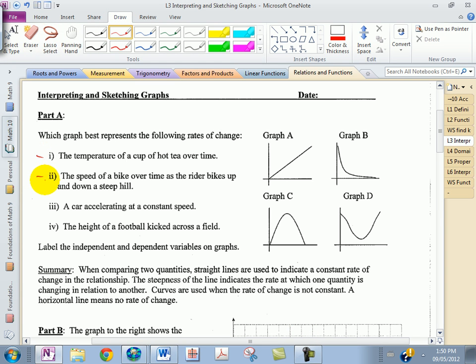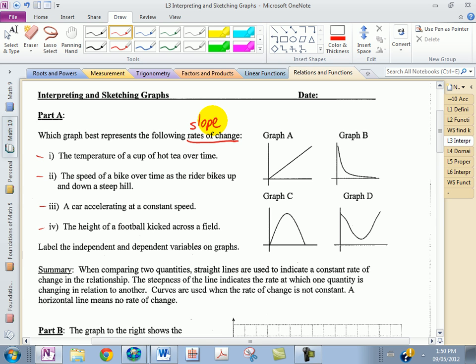So we've got I, II, III, and IV. Read those four situations. And then we have four graphs on the right that relate to these situations. So what we've got to focus on is the rate of change or the slope. Okay, they're the same thing. So is the slope increasing, decreasing, constant? Does it go up and down?